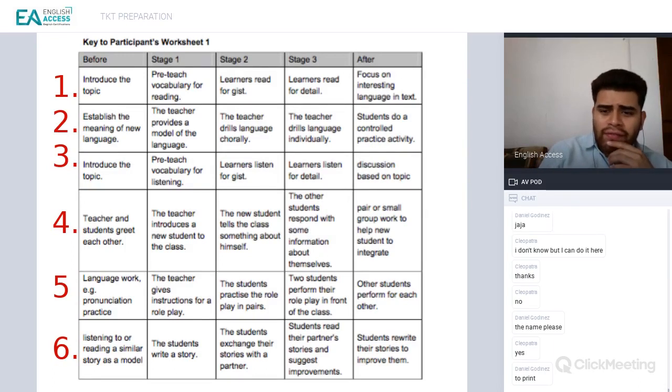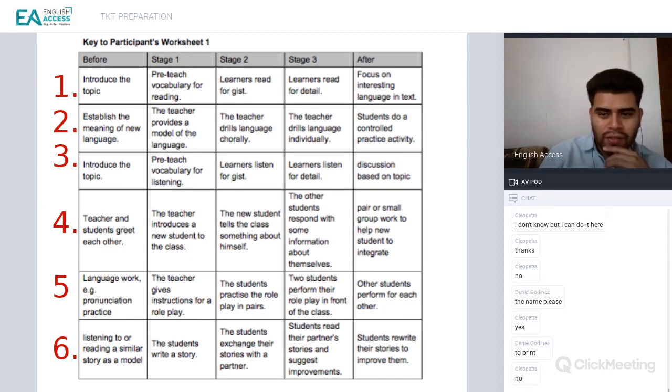Daniel, I don't know if you have this. I'm not sure. Because this is an answer sheet. Okay, it's an answer sheet. So I don't think you have it. I don't know.